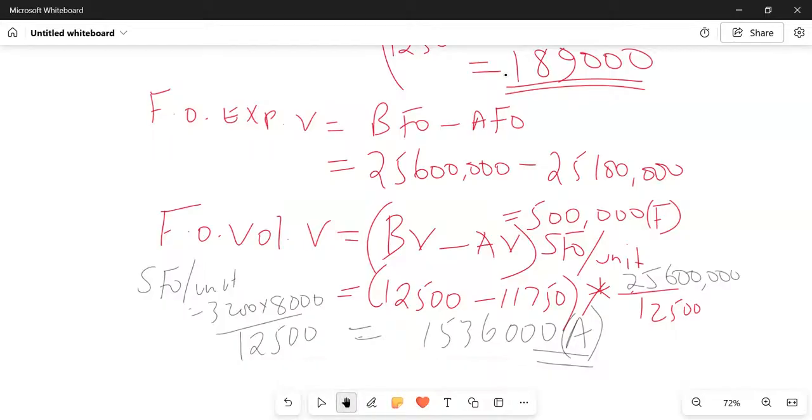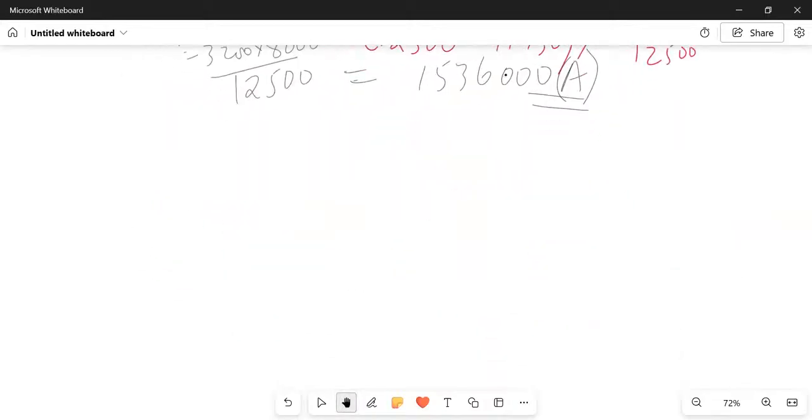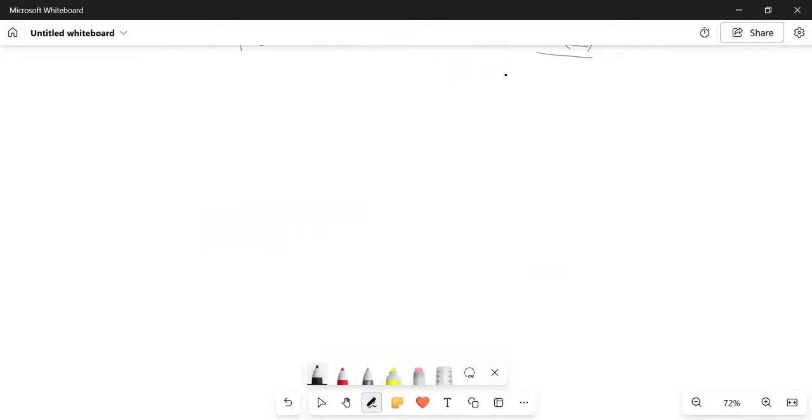There are 2 sales variances. So we have here the sales price variance. Don't start with the hard one. Start with the easy one, sales price variance.